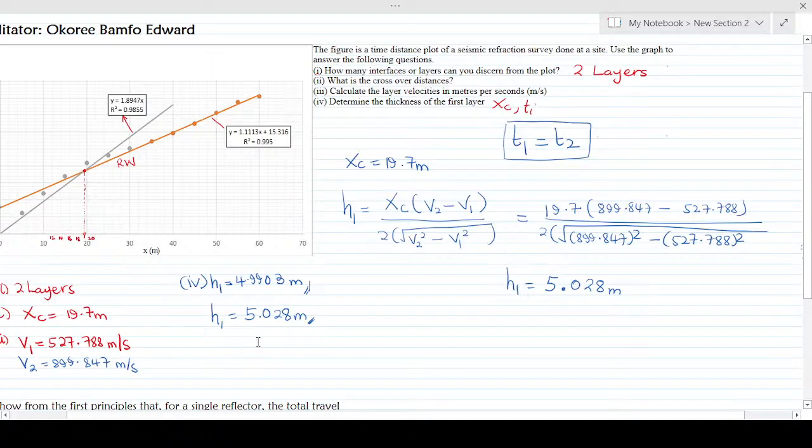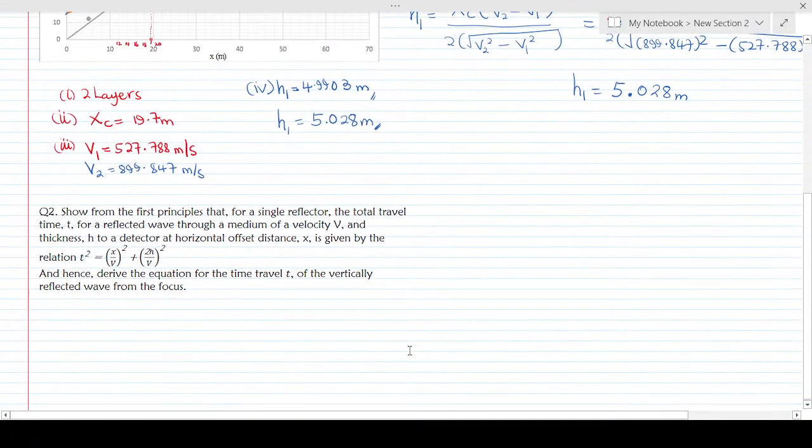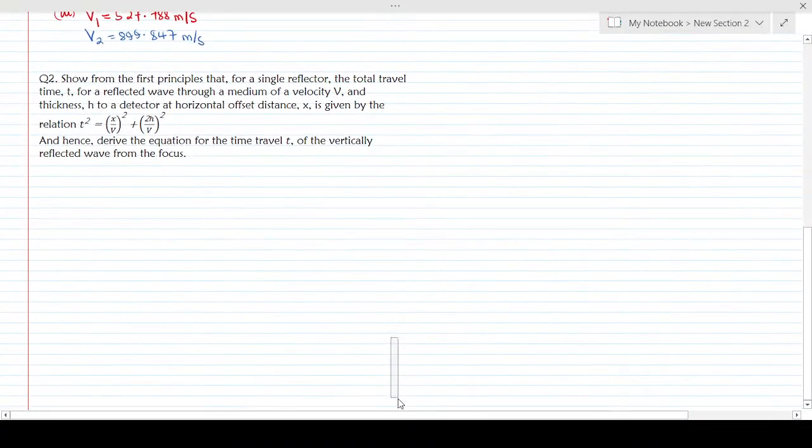Now let's see the second question. We are done with the first side. Let's see what the second question is. This is the second question that we have. Let me clear the first side.